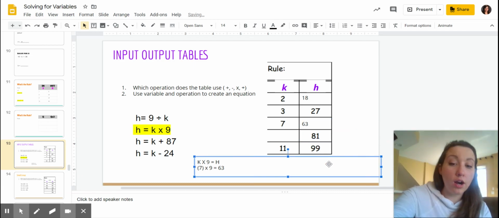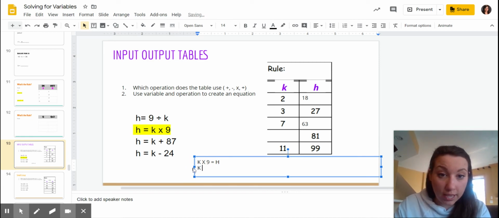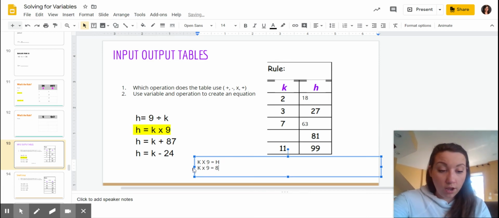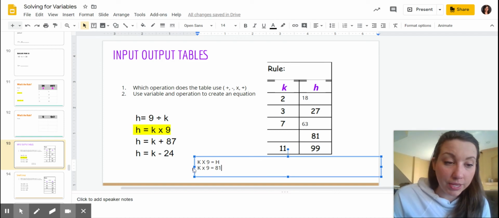It works a little harder when you have to go backwards. I'm going to type in the letters I know. This time I don't know K. K times 9 equals 81. I need to think what times 9 gives me 81.